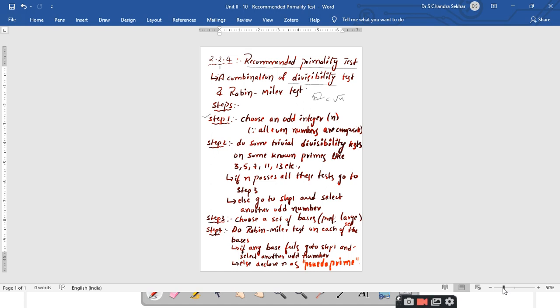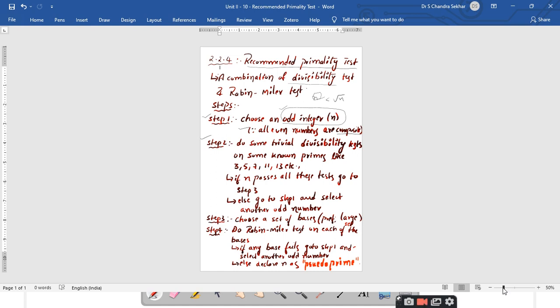In step 1, we choose an odd integer. The reason we choose an odd integer is that, as we know, all even numbers are composite, there is no doubt about it, but odd numbers may be prime or they may be composite. So we are going to check whether a given number is prime or not, and we are going to take only the odd numbers.